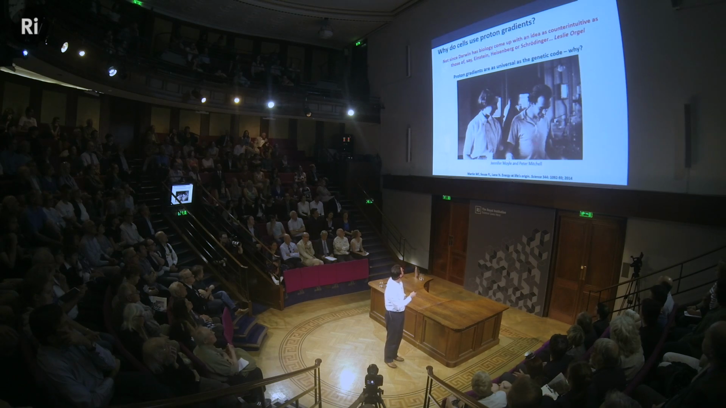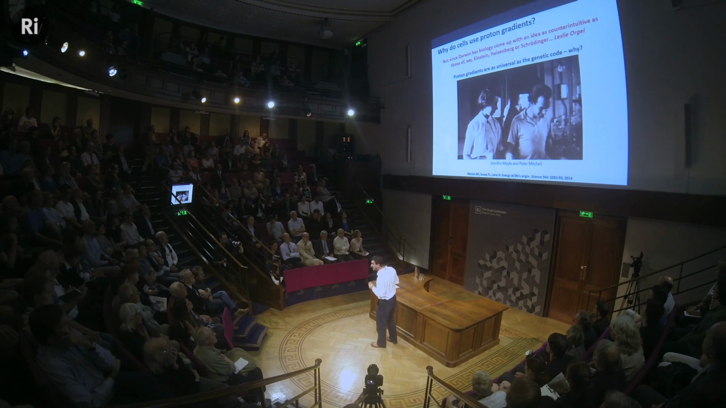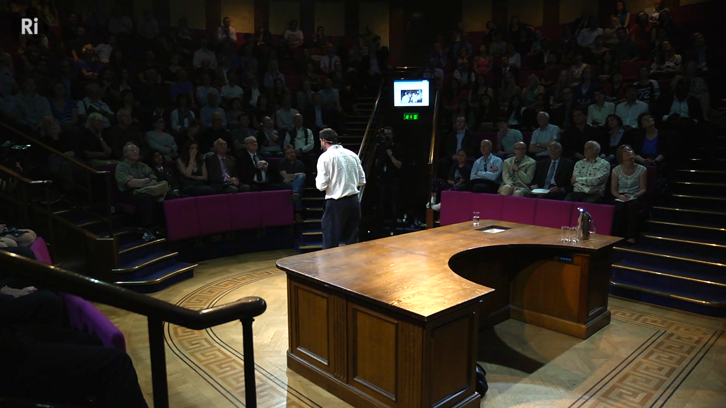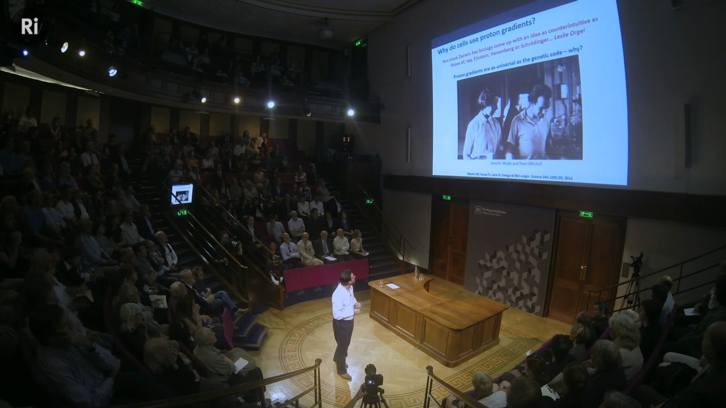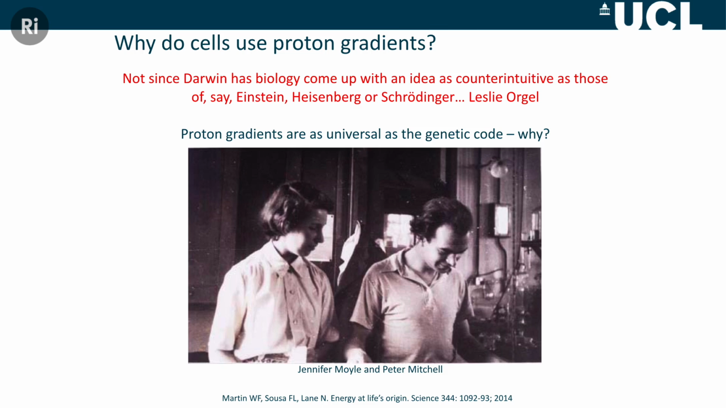So this is Peter Mitchell and Jennifer Moyle. Jennifer Moyle did all the experiments. Peter Mitchell did all the thinking. He got the Nobel Prize. She didn't. We can debate the pros and cons of that later on, but basically it was her experiments that proved it, but it was Mitchell who really conceived the ideas. Who's to say what's most important in science?